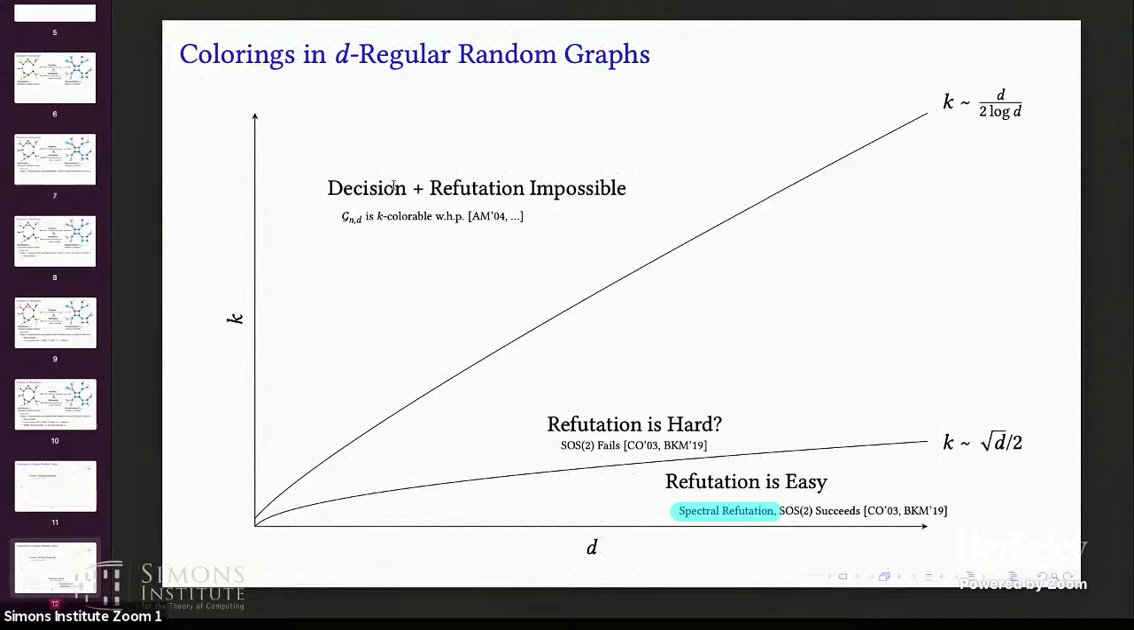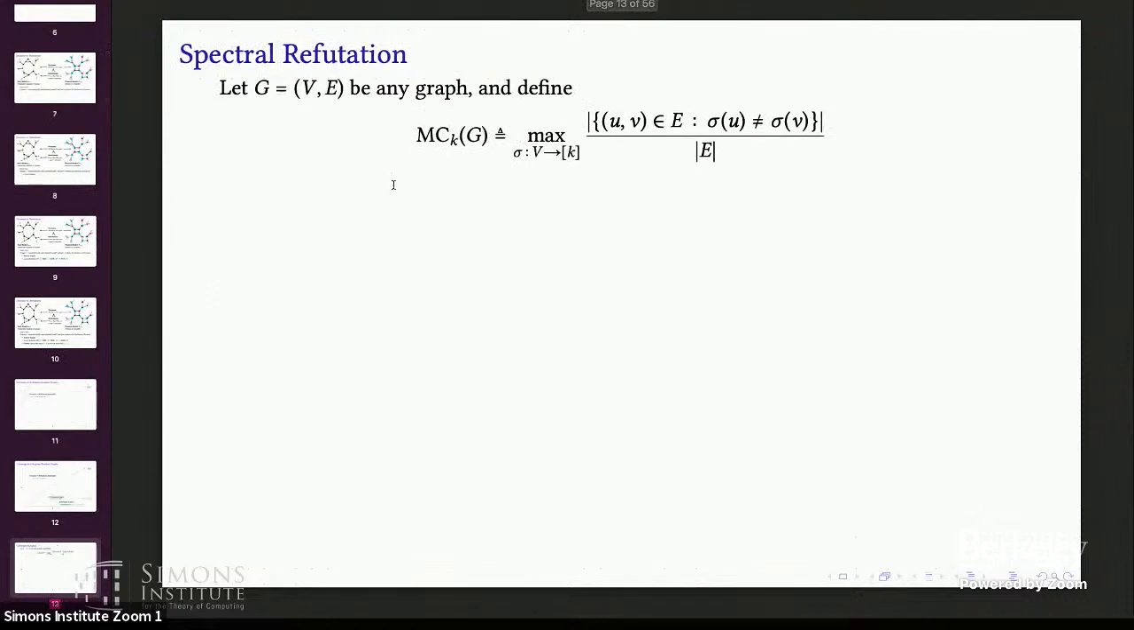Okay, but first, just to get us all limbered up, how does spectral refutation work? Well, here's how it works. Let me define this quantity MCK, which is the normalized max K cut in the graph. Just the maximum over all labelings of the vertices of the fraction of edges that have different labels. So if MCK is equal to 1, the graph is k-colorable. If it's less than 1, it's not.